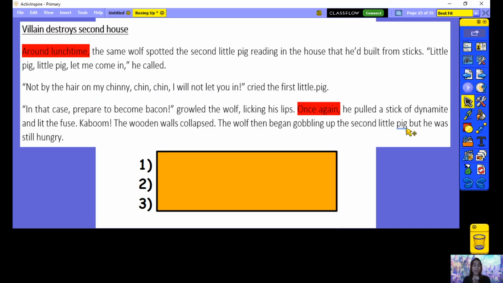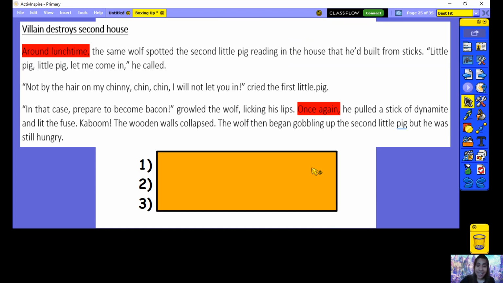So now, very similar to the section before, this time the villain destroys the second house. So again, I've given you 1, 2, 3. Thinking back to the previous section, what 3 things have happened here? Press pause and press play when you are ready for me to reveal the answers. Okay, I hope you pressed pause because I'm going to go through them.